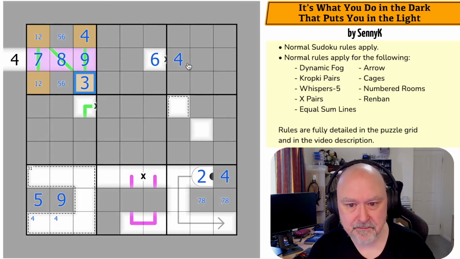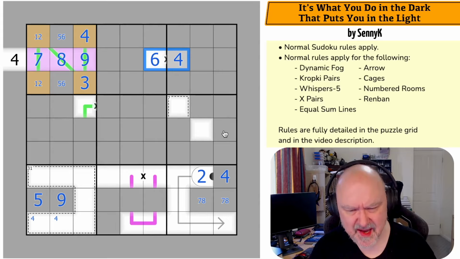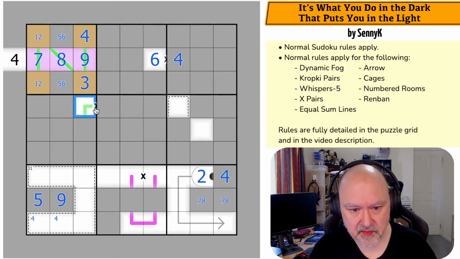Very clever. That's really nice. Very beautifully is how this progresses. Now, this is an X on a German whisper.